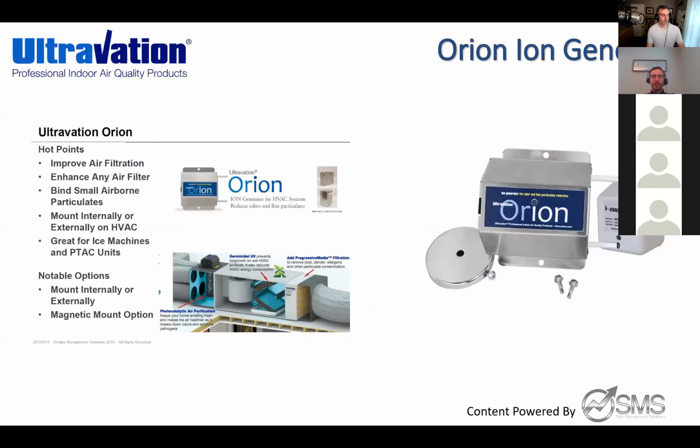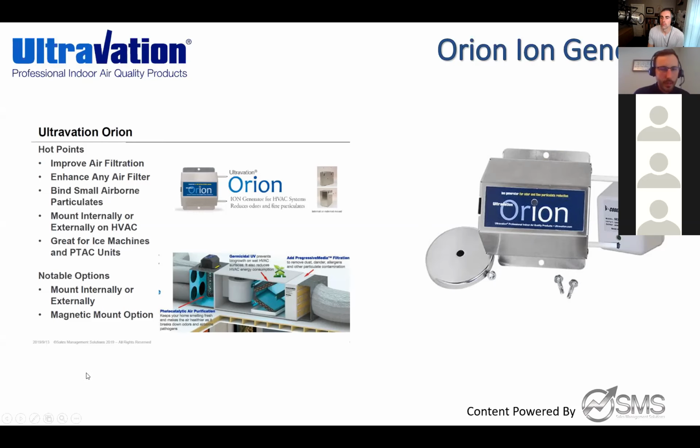The Orion Ion Generator, this is our ionization product. It improves air filtration, enhances any air filter, binds small airborne particulates, mounts internally or externally on the HVAC. Great for ice machines and PTAC units. Notable options: mounts internally or externally, and it has magnetic mount options. Couple things I want to say real quick is we do have products for PTACs. You can typically use an M series that we just spoke about for mini splits on PTACs. We also do have some other products for PTACs.